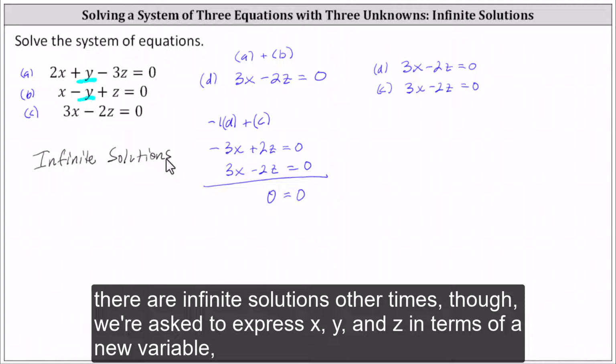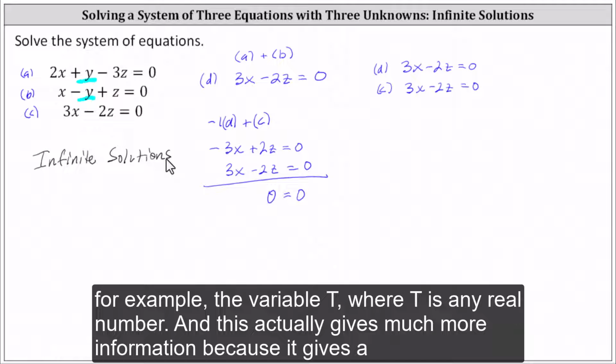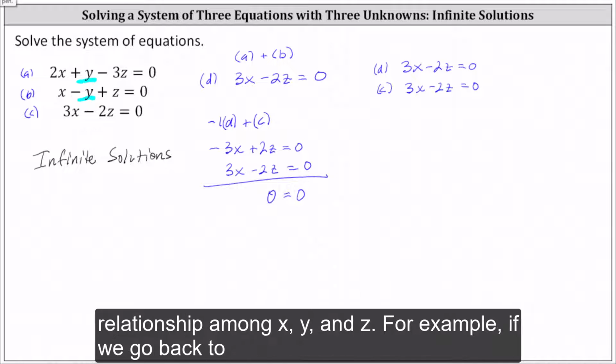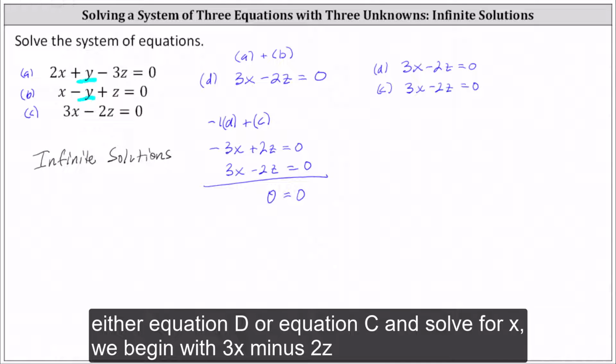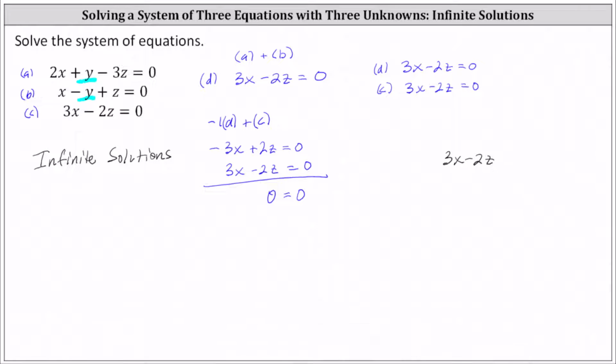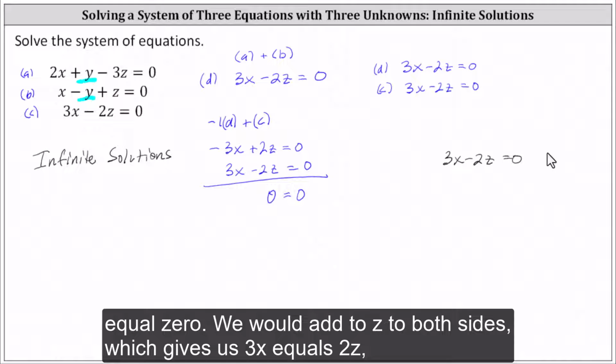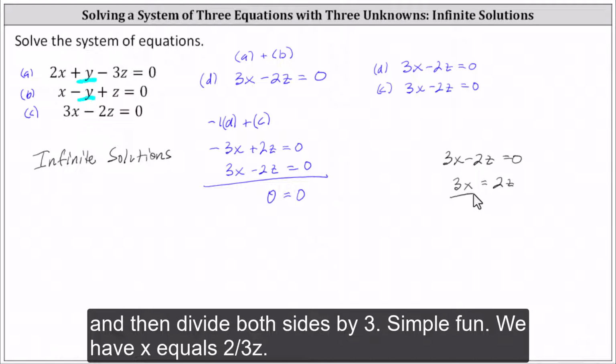Other times, though, we're asked to express x, y, and z in terms of a new variable, for example, the variable t, where t is any real number. And this actually gives much more information because it gives a relationship among x, y, and z. For example, if we go back to either equation D or equation C and solve for x, we begin with 3x minus 2z equals 0. We would add 2z to both sides, which gives us 3x equals 2z, and then divide both sides by 3. Simplifying, we have x equals 2/3 z.